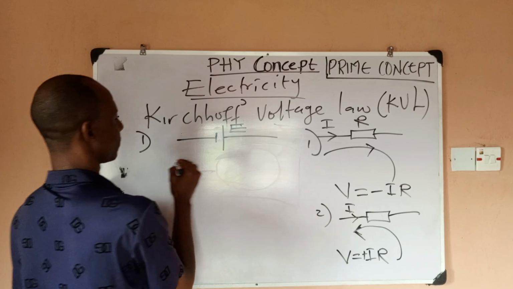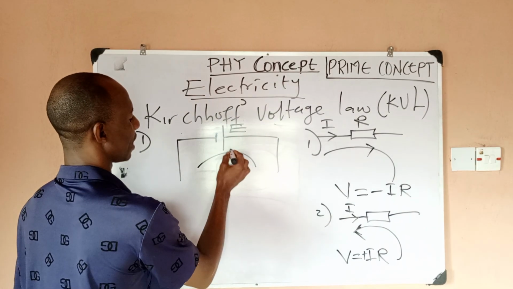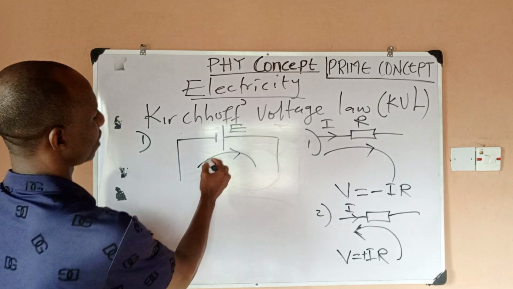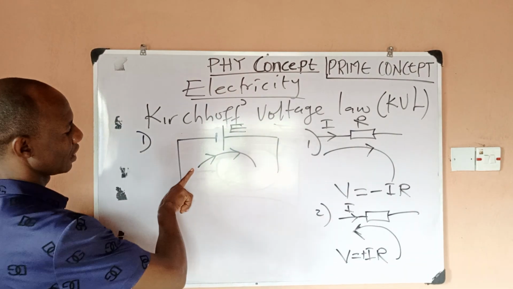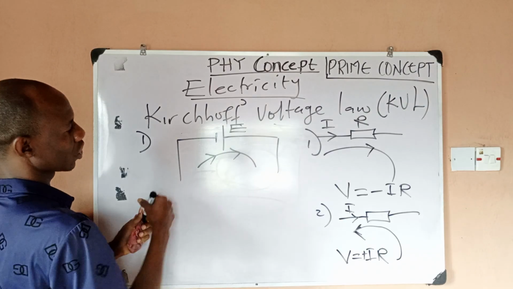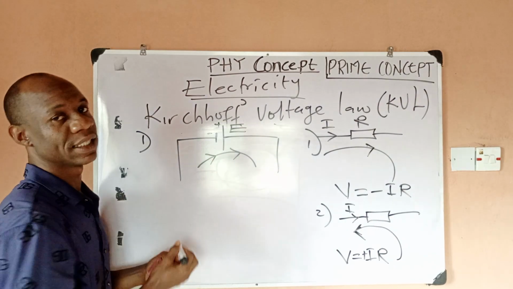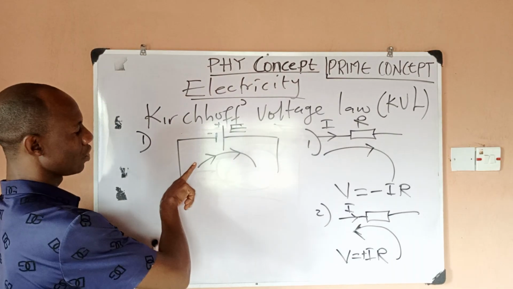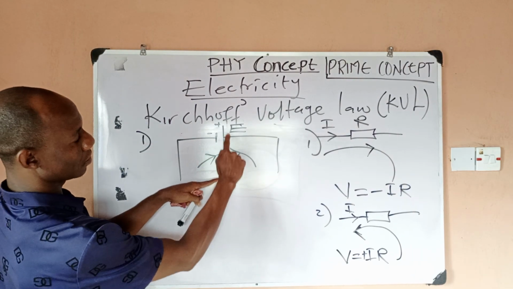This is our battery. Now say this is our loop direction. This is how our loop is moving. If you observe this, you'll notice that your loop, this short terminal here is negative, you know that, and the long terminal here is positive. So you notice that your loop enters through this short one and comes out from the long one.